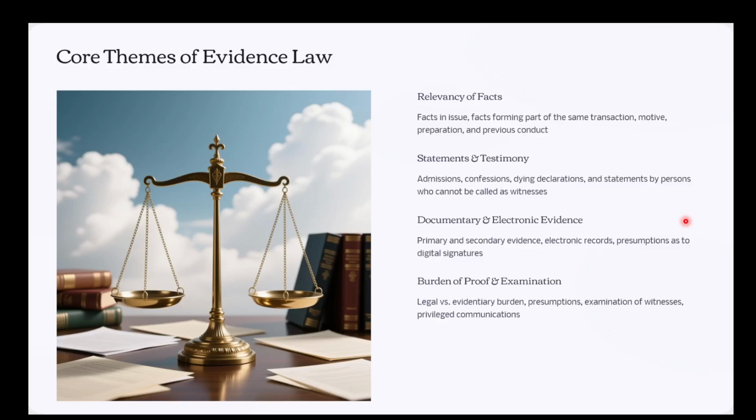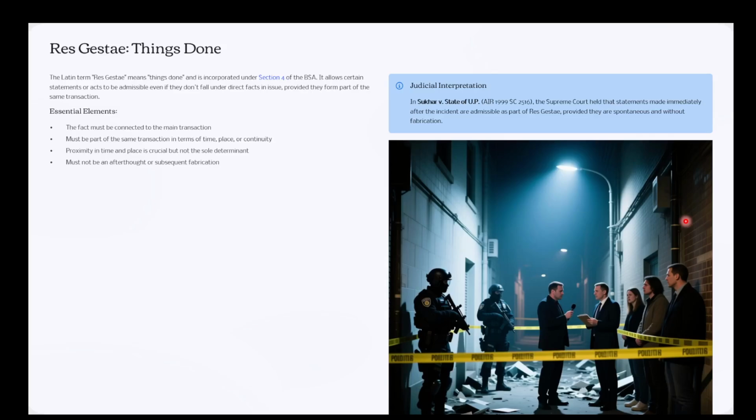Then it comes to documentary and electronic evidence: primary and secondary evidence, electronic records, presumptions as to digital signatures. Then burden of proof and examination: legal versus evidentiary burden, presumptions, examination of witnesses, and privileged communications.